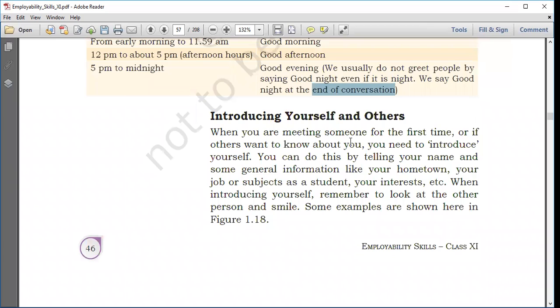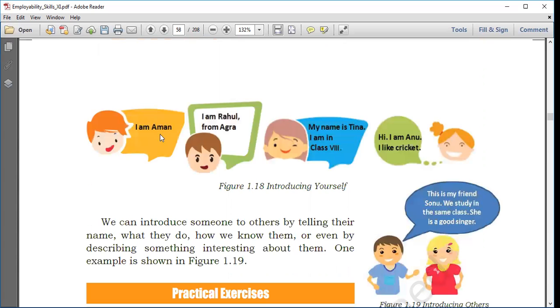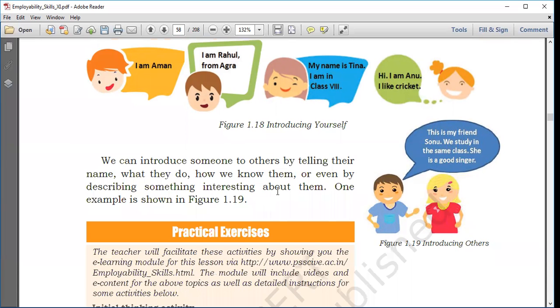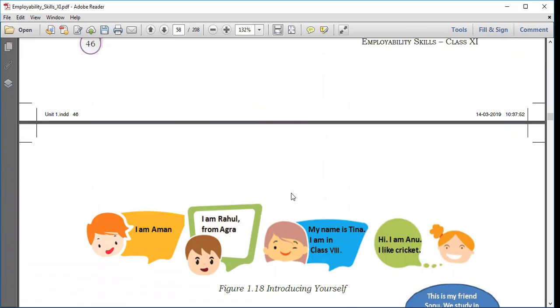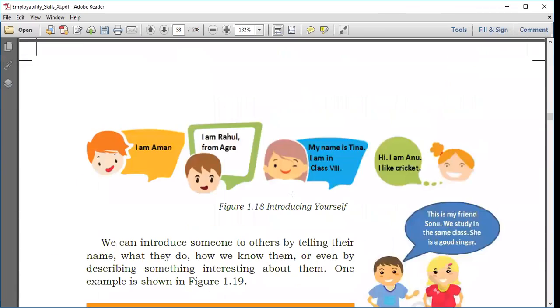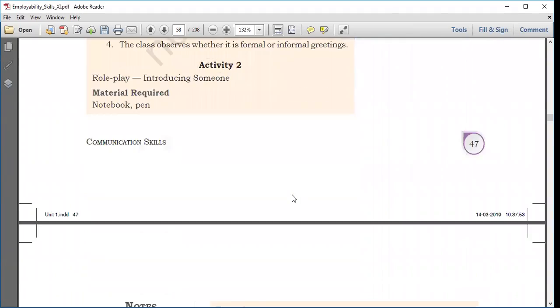Then always whenever you're meeting someone for the first time, you should introduce yourself, right? You tell your name, right? Additionally, you can tell information about your hometown, the job, the subject you are doing if you're a student, your interests and all, right? So these are some of the things you should do. That I am Aman, I'm Rahul from Agra, and my name is Tina, I am from this class. Hi, I am Anu, I like cricket. So these are the words which we use when you are introducing yourself to somebody, and you're meeting somebody for the first time, right? So I think I'll end here now.